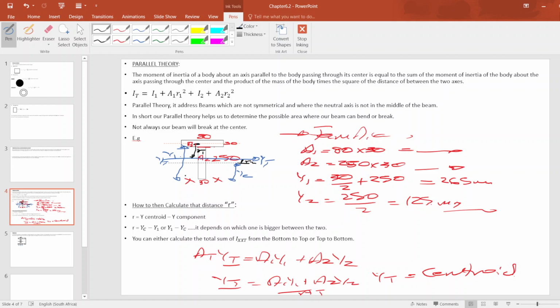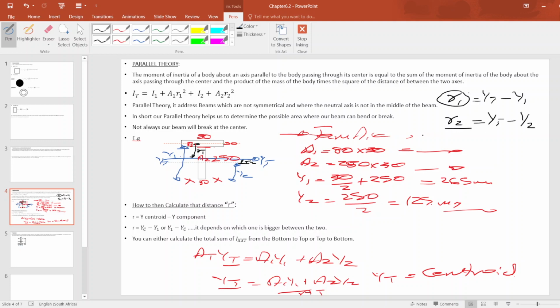Now, in calculating those distances, R1 will depend on which one is bigger between YT and Y1. Let's say in this case our YT is bigger, then it will be YT minus Y1, and you get the distance R. Then for distance 2, it will be YT minus Y2, and you get the distance R.